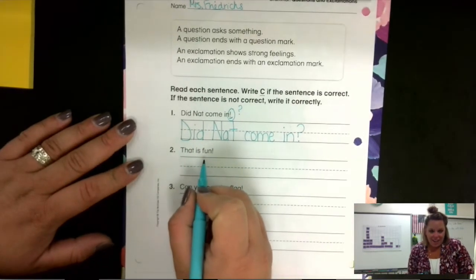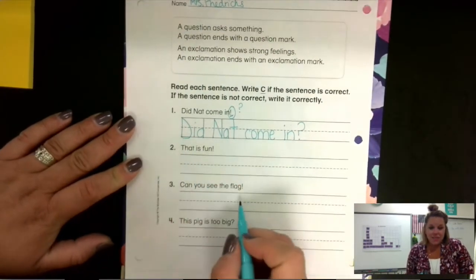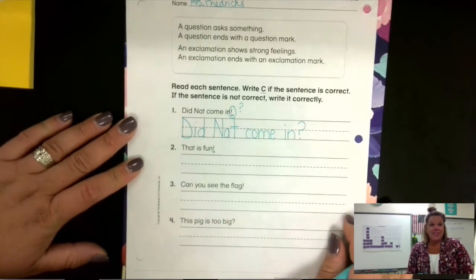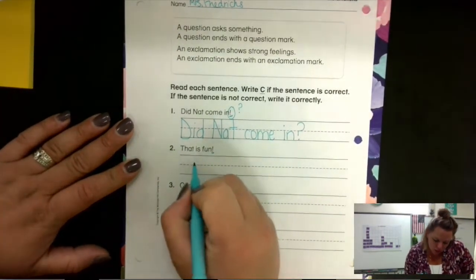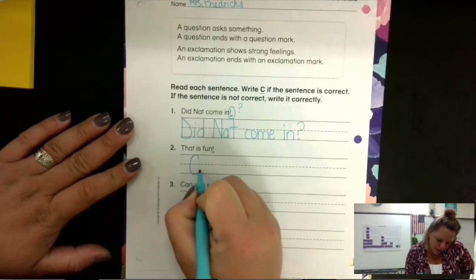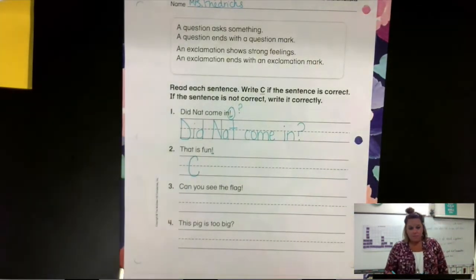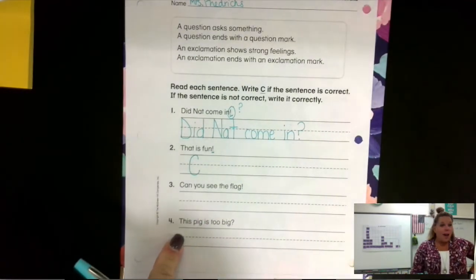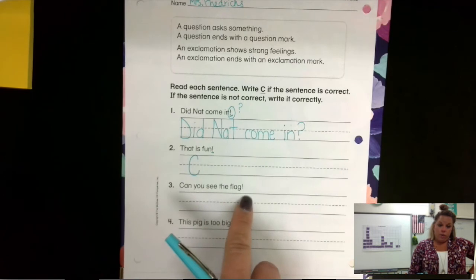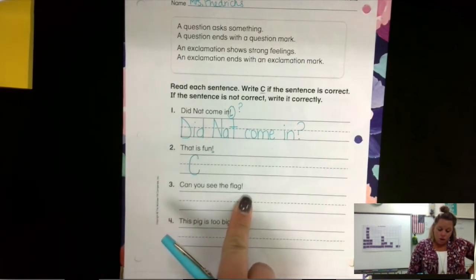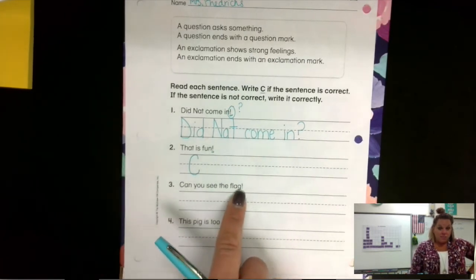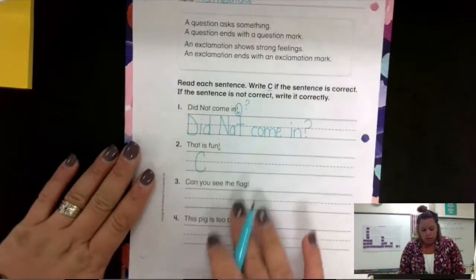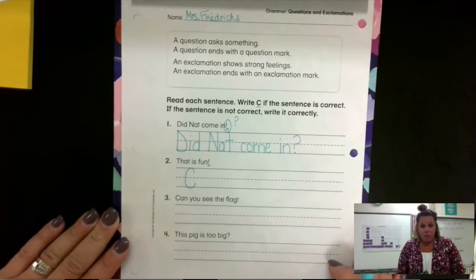That is fun. It currently has an exclamation mark. Does that make sense with that sentence? Yes, it does. So I'm going to write a C on the line. And I'm going to tell you, friends, that number 3 and 4 are not correct. So you need to read the sentence. I would circle the mistake and then rewrite it correctly with the correct exclamation mark. Do that for 3 and 4.